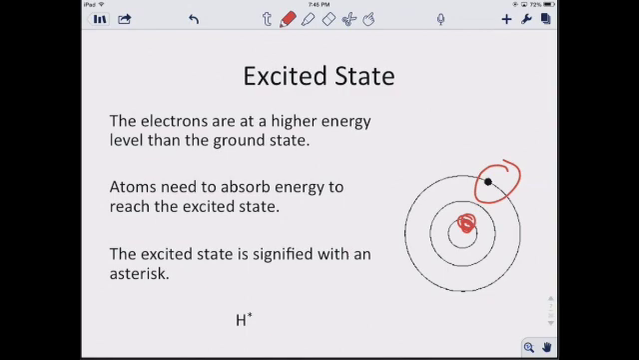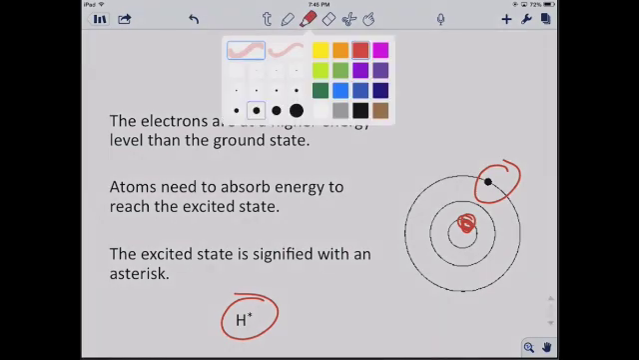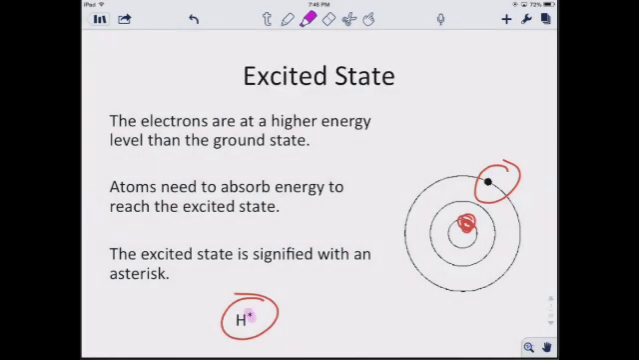Now the excited state is signified with an asterisk, so you can kind of see it down here, and so we're saying that this is a hydrogen atom, and so that electron has jumped, so it's in an excited state, so we put that asterisk, and the asterisk is what's right there.